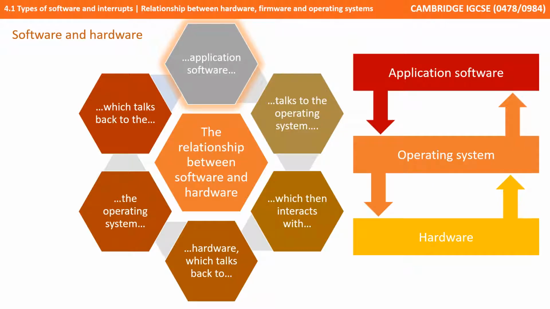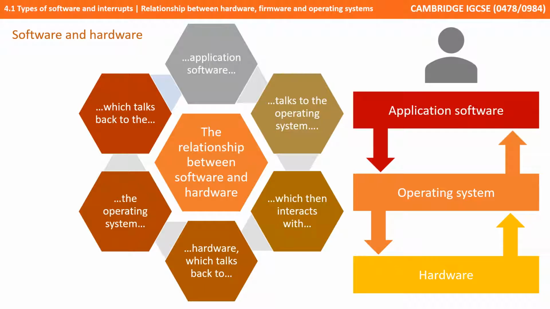So if we start at the top of this diagram in the middle, we can see that application software talks to the operating system. The operating system is then responsible for interacting with the hardware, which in turn sends messages back to the operating system, which finally talks back to the application software.